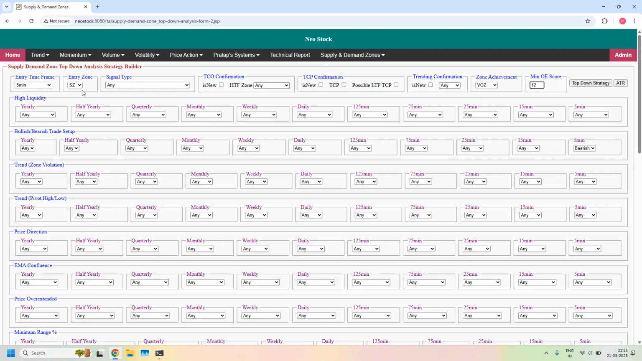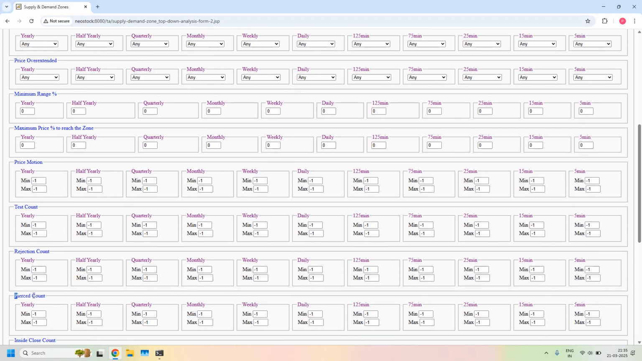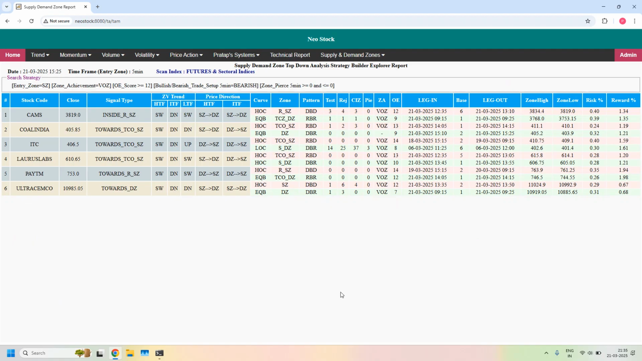And also the 5 minute supply zone should not be pierced. So in the pierced count at 5 minutes time frame, I am selecting minimum value 0, maximum value 0. So with this, all the 3 filters, the pierced count, minimum odd enhancer score, zone achievement, are applied to 5 minute supply zone. So let's filter. We got 6 stocks. All these 6 stocks are currently supporting bearish trade setup for hourly income trade. And entry time frame zones are 5 minute supply zones.